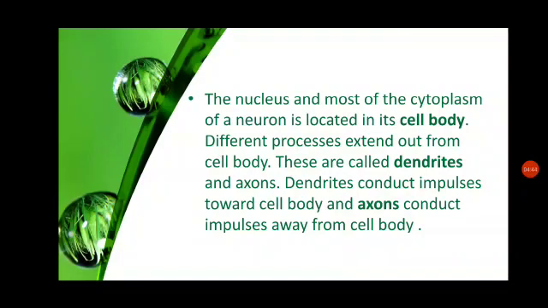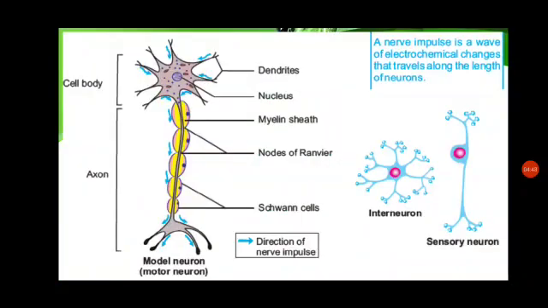I will show you the diagram of the neuron. Here is the diagram of the neuron. You can see the cell body, and from the cell body many dendrites are arising. Here is the nucleus in the cell. As all cells of the body have a nucleus, neurons also have a nucleus. There is the axon, or tail of the neuron. Here is the myelin sheath, and nodes of Ranvier and Schwann cells are also present.